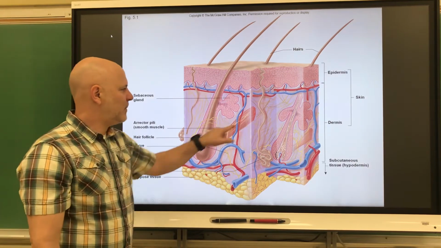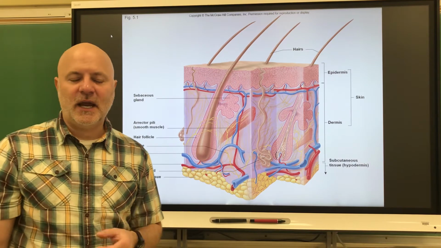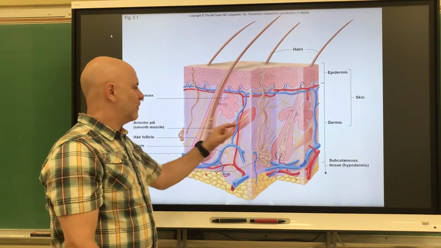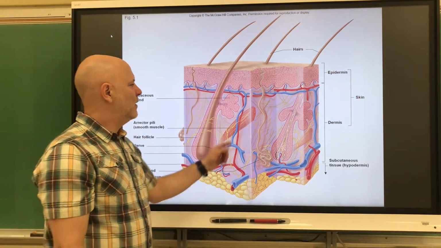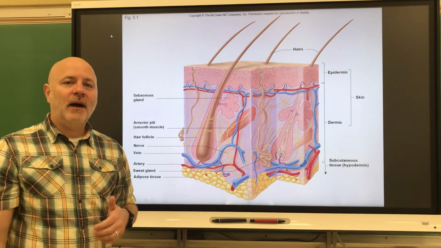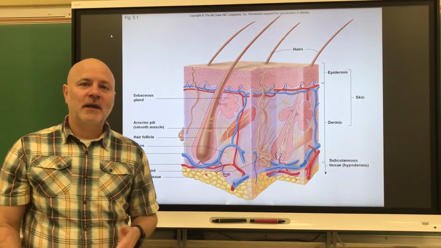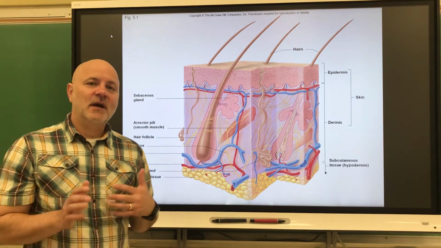Next is erector pili muscle. So this is erector pili muscle here. This is a smooth muscle that causes the hair to stand on end. So we contract the erector pili muscles when we're cold, and that makes the hair stand on end. You're also going to contract that when you're scared, also causing the hair to stand on end. Now, erector pili muscles are vestigial organs for humans.